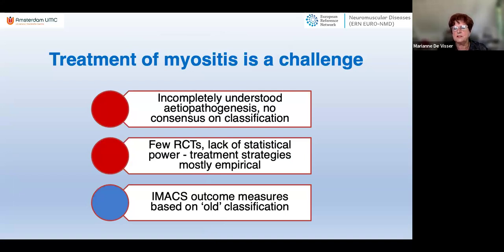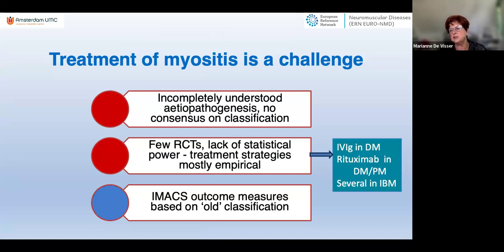Now, the second challenge, the RCTs. There have been some RCTs, usually small ones, in dermatomyositis. A recent IVIG trial has been published, and I will come back to that later. Rituximab has been trialed in dermatomyositis and polymyositis, and there have been several trials in IBM. Unfortunately, all turned out to be negative.